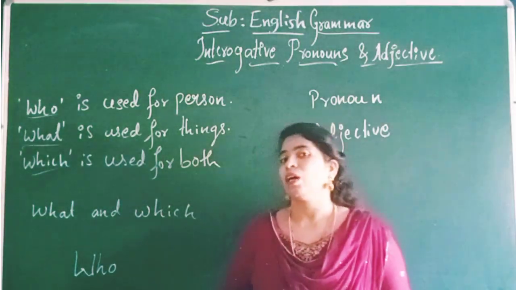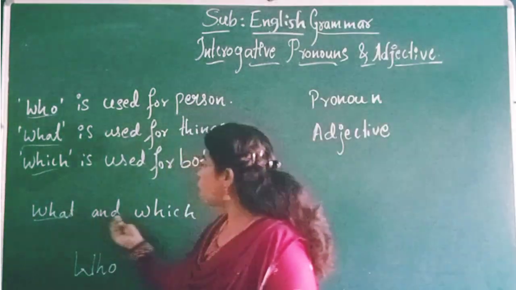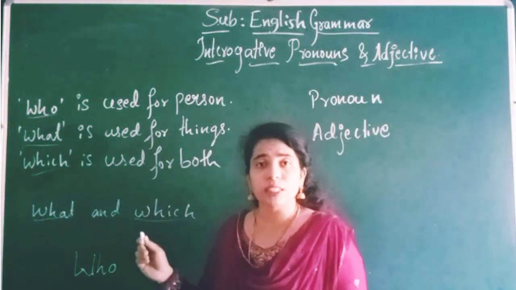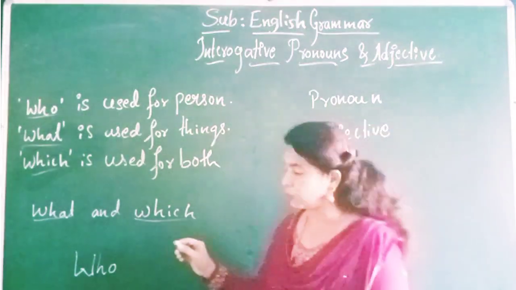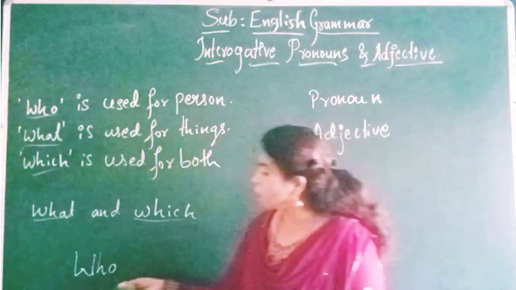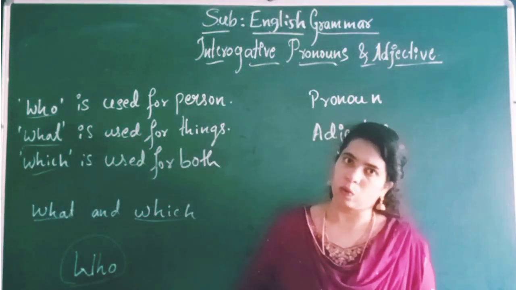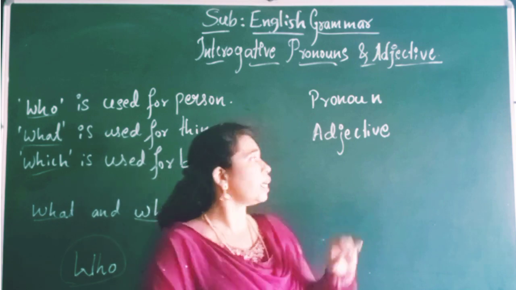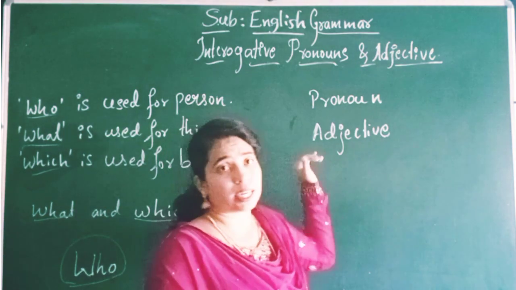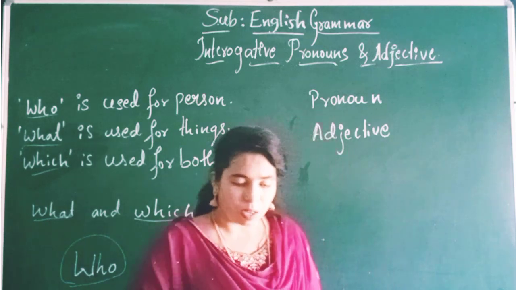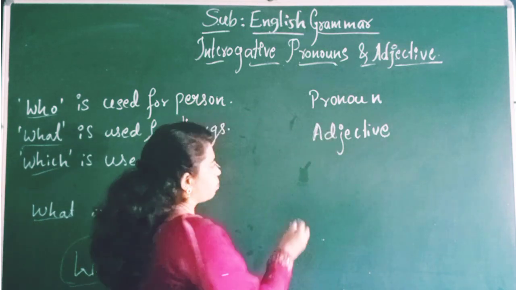How to use them? Let us see here. As I said, what and which are used as pronouns as well as adjectives. I will show you the example. Who is used only in the case of pronoun. But how to identify which one is pronoun and which one is adjective? That is our main question here. So let us have one example.